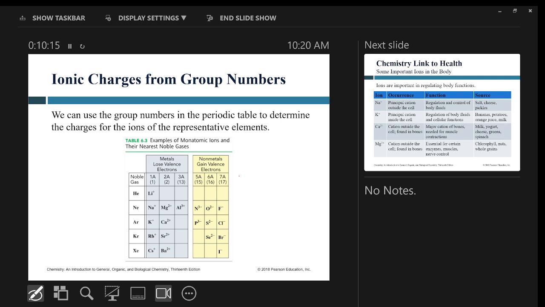Okay. These are some different typical ionic charges for different group numbers. Notice that you could have very easily predicted all of this from the periodic table. This is just in case you forget how to do that. You can compare it to this chart and regain your ability.